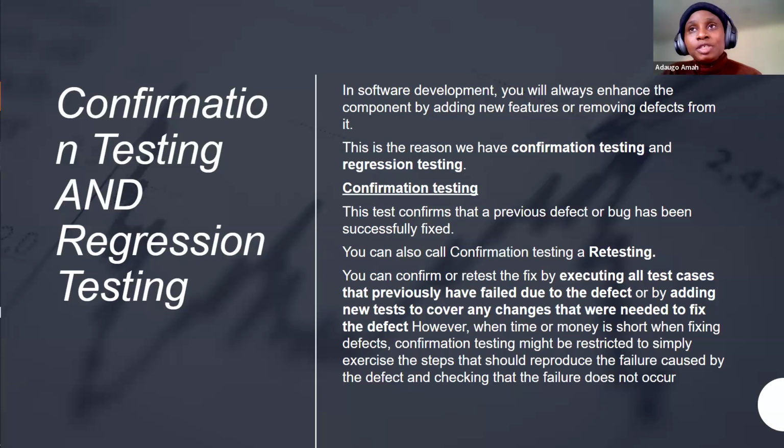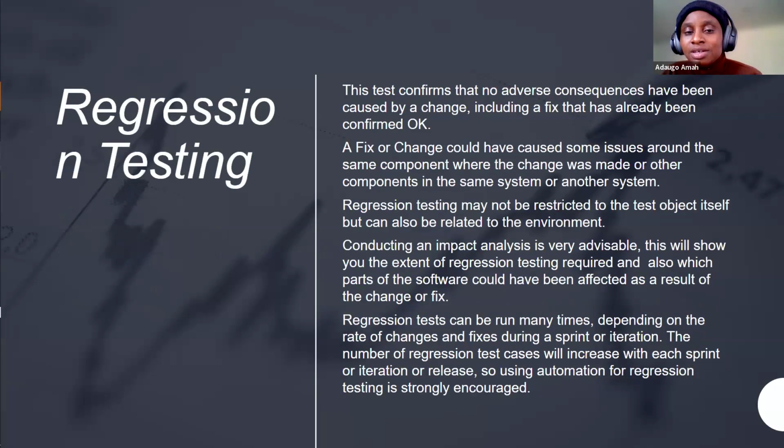Like I said, confirmation is just you confirming that the defect that was raised has been successfully fixed by the developers. Regression is now confirming that there are no adverse consequences caused by that change. Do you understand? No, come again.